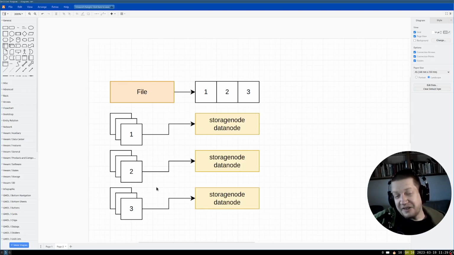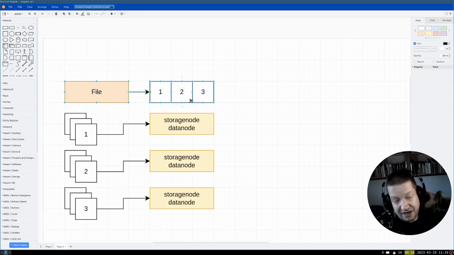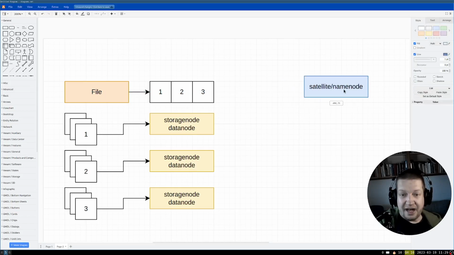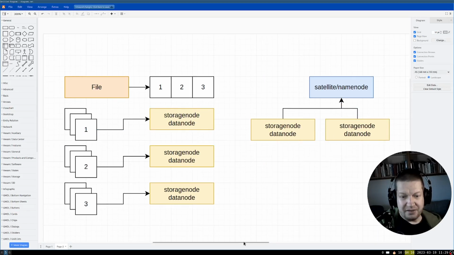So kind of similar. So maybe we can talk about the differences. If we check the architecture itself, usually we find a metadata server for this part, just to maintain what kind of files are owned by a specific user. This is called the satellite for Storj and the name node for HDFS. And there are these nodes which store the data, and somehow they are connected. That's the architecture in both of the systems.